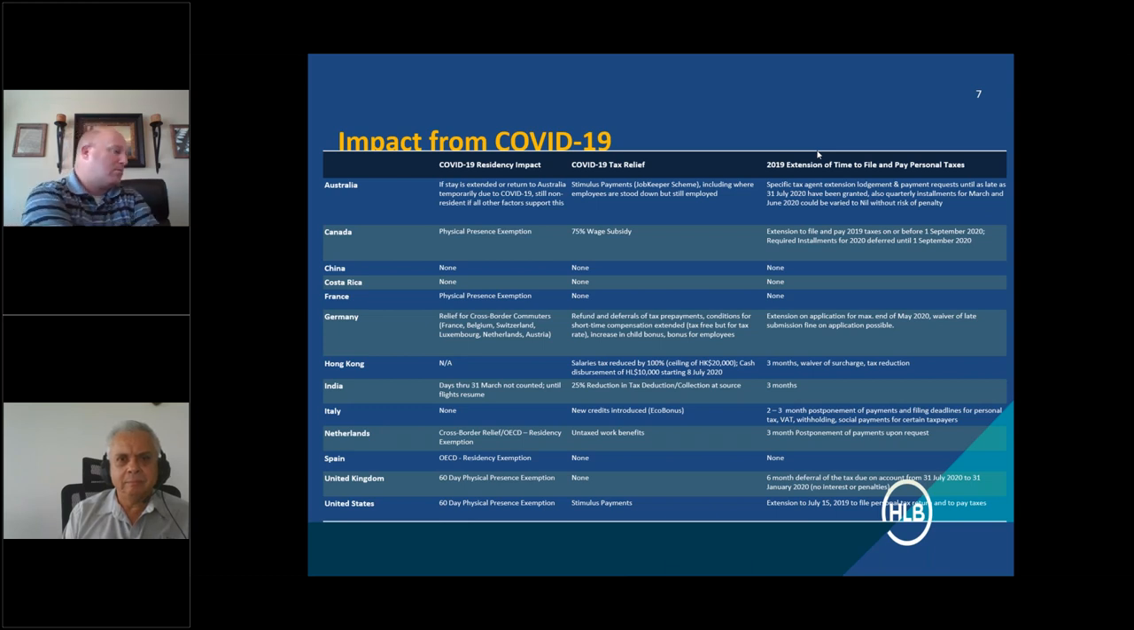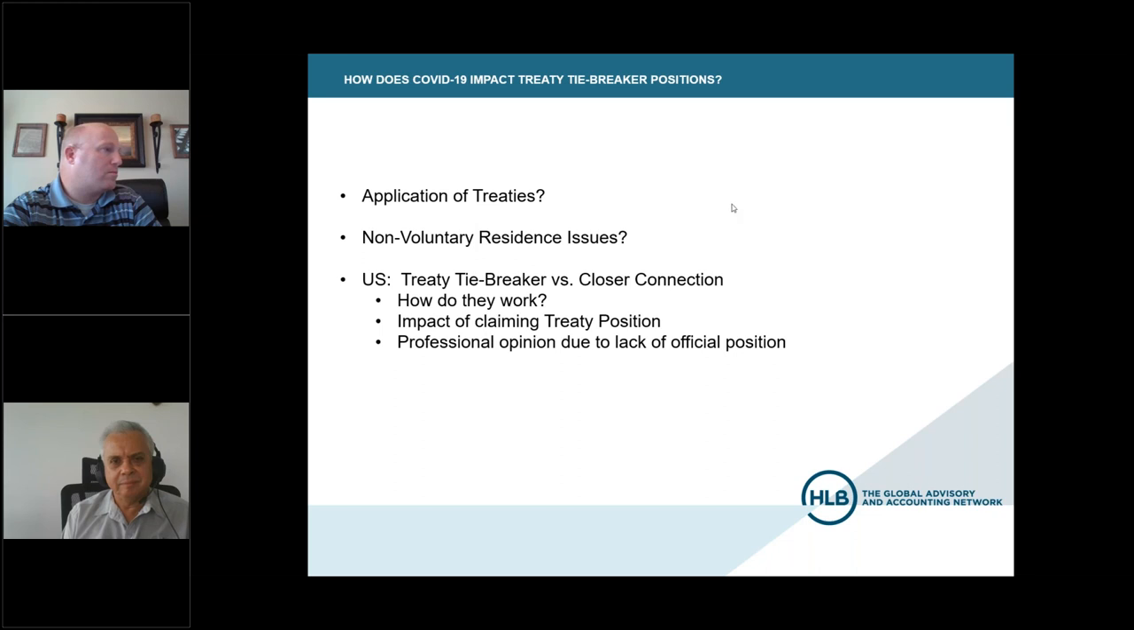We have the slides on that coming up very shortly. Okay, so go ahead. Shall I go into that, or do you? Let's just circle back on the treaty issues and how the treaties are applied. What happens when you have non-voluntary residents and how do the treaty positions work? So maybe Jared, if you want to talk about the U.S. treaties, and Carlos about what's happening with voluntary or non-voluntary residence issues again?